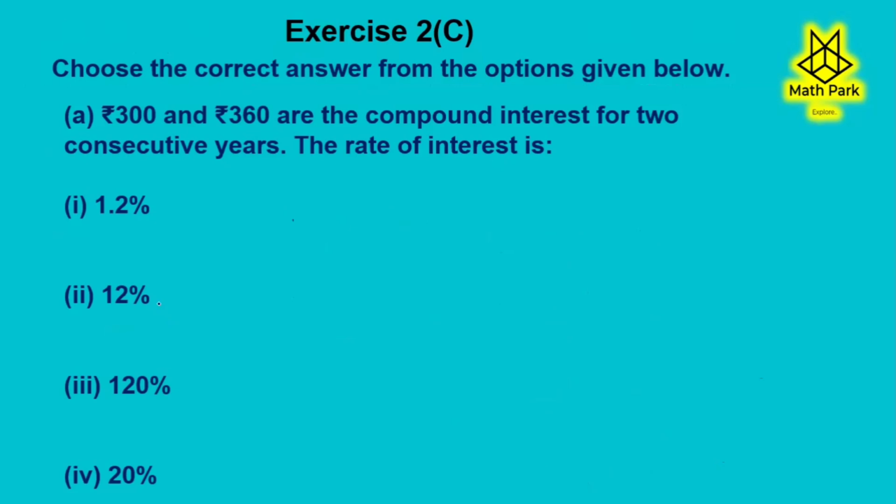Okay. Let's start with exercise 2C. Choose the correct answer from the options given below. Rupees 300 and rupees 360 are the compound interest for 2 consecutive years. The rate of interest we have to find out. So let us see, 300 changes to 360. So there is an addition of rupees 60. Now this rupees 60 is the increase over 300. So 60 upon 300 times 100% is the increase. So we have 60 by 3, which is 20% increase.